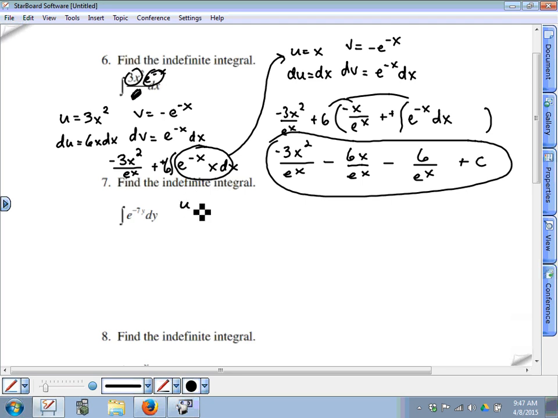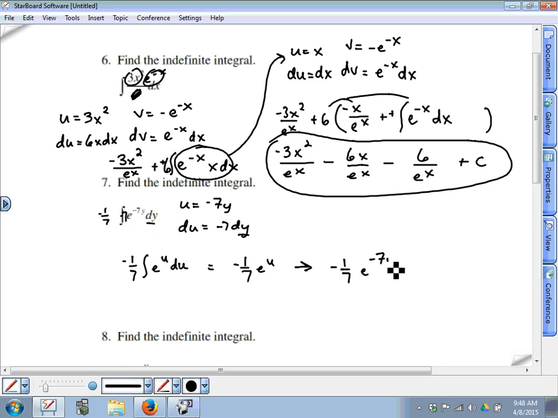Question 7. This is a u substitution. So we got the dy, but we're missing a -7. So we can put a -7 right there, but we have to multiply by -1/7 out front. So we have -1/7 times the integral of e to the u du, which is equal to -1/7 e to the u. So that's -1/7 e to the -7y plus c.